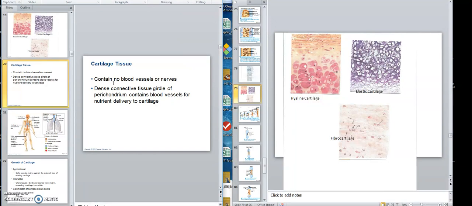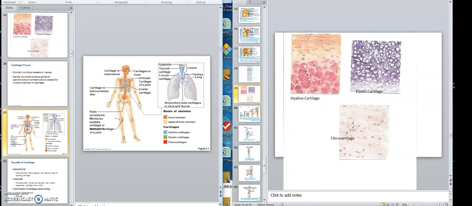So an area of cartilage can do good diffusion. You don't need blood vessels up into the cartilage itself, because it can diffuse from the outside, because there's not a calcified matrix. Okay? All right. Here you can glance at these areas where you would find various types of cartilage.